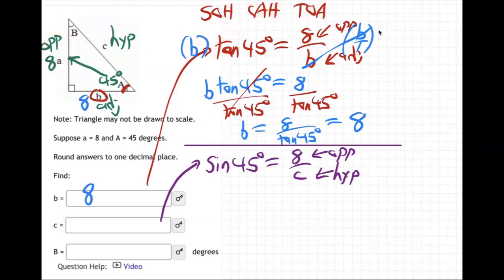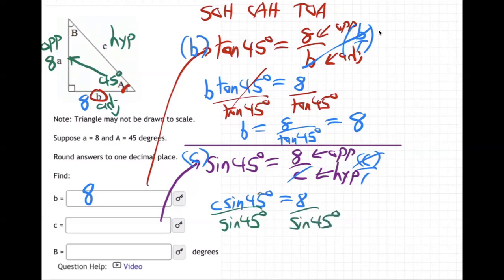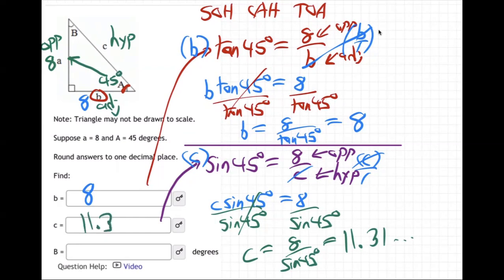So how do you solve for little c there? Same thing as last time. Multiply both sides by c over 1. Cancels, get c sine 45 degrees is 8. Divide by sine 45 degrees, like so. And little c is 8 over sine 45. Hit the buttons on your calculator, making sure you're in degree mode. And I'm getting 11.31. I'll round that to 11.3 because they said 1 decimal place.